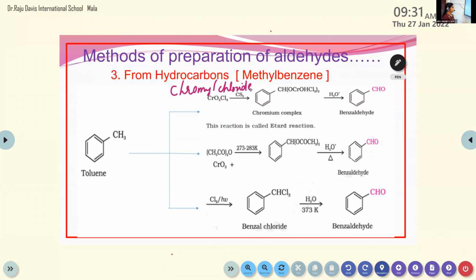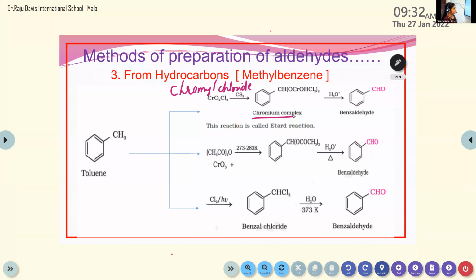CrO2Cl2, chromyl chloride, in the presence of carbon disulfide, first forms a chromium complex. Complex means the addition of all that substance together. So here it is toluene, then CrO2Cl2 is added. It is all together. Instead of the CH3, one hydrogen is there, and all the other elements in this chromyl chloride are together here, as OCrOHCl2 twice. It is an addition product. All the reagents come together. So a chromium complex will be formed. And the second step is addition of water. In all these reactions, the second step will be addition of water.